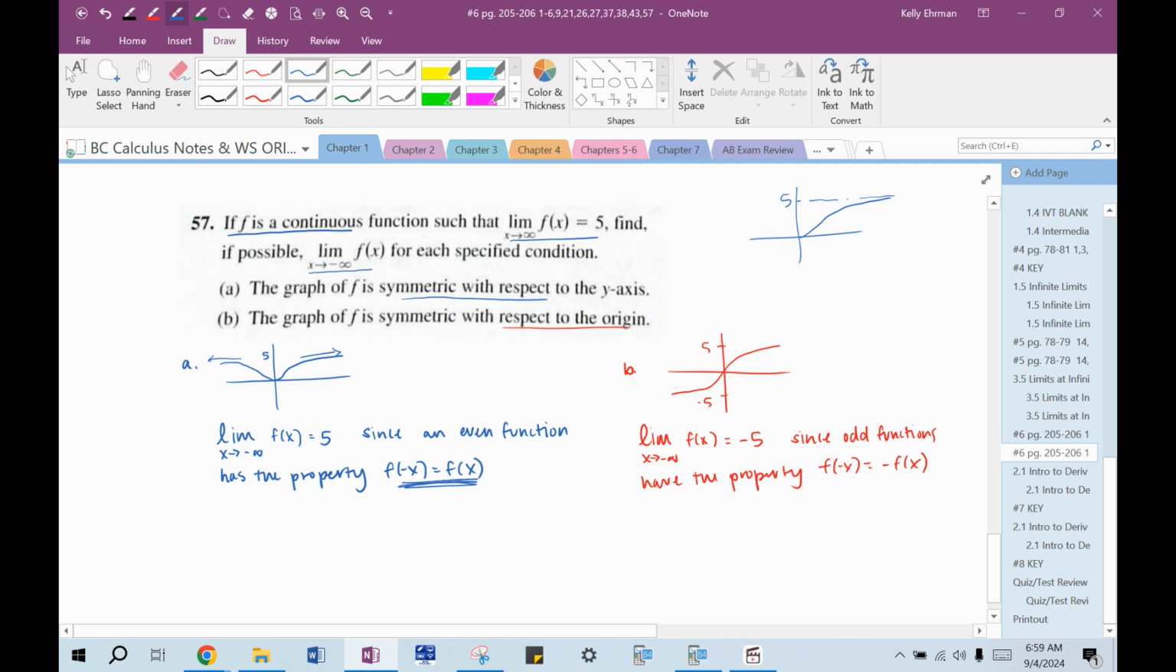And then similarly for the origin symmetry looks like this. And so if the graph is going toward positive 5 on the right, it's got to be doing the exact opposite of that on the left. So the limit at negative infinity is negative 5. I also threw in the definition of an odd function is that f of negative x should equal negative f of x. So f of negative infinity, when I direct substitute, should be negative f of infinity.